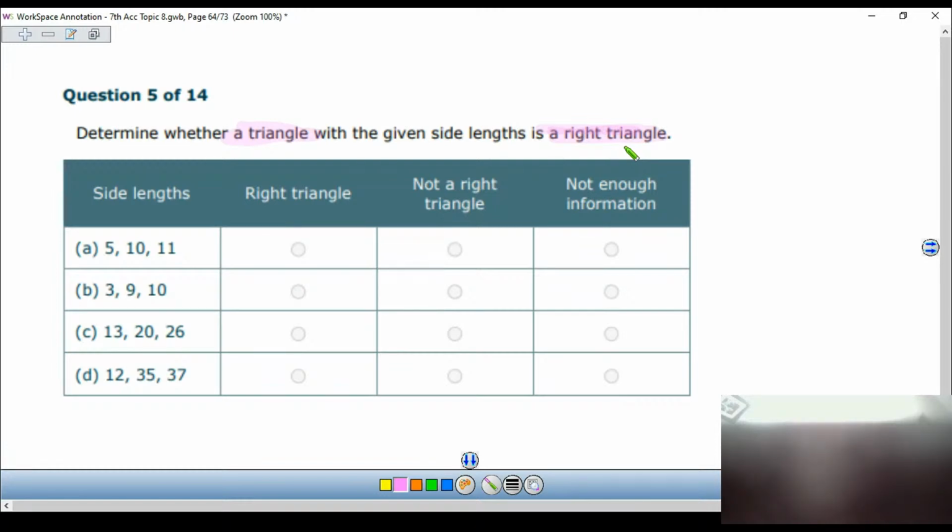Now, I'm going to tell you, I don't know why Alex does this, but it will never be "not enough information." Because if you have 3 lengths, you can always find out if it's a right triangle or not. You put it in the Pythagorean theorem. It'll never be not enough information unless they only give you 2 lengths or you put an X in there. So remember, this is always going to be the Pythagorean theorem. That's the big theme of this whole topic, guys. A squared plus b squared equals c squared.